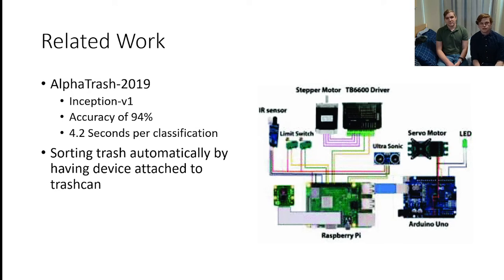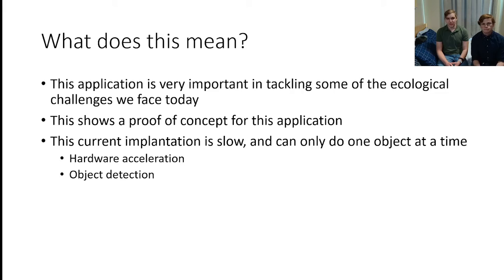In this related work, we looked at another implementation of this kind of technology that another group performed. They based their model on Inception v1, which is Google's model, and achieved an accuracy of 94%. And we saw that they also took 4.2 seconds per classification, which is significantly slower and less accurate than what we've implemented here. Their trash sorting was done automatically through interfacing with an Arduino Uno and a stepper motor setup.